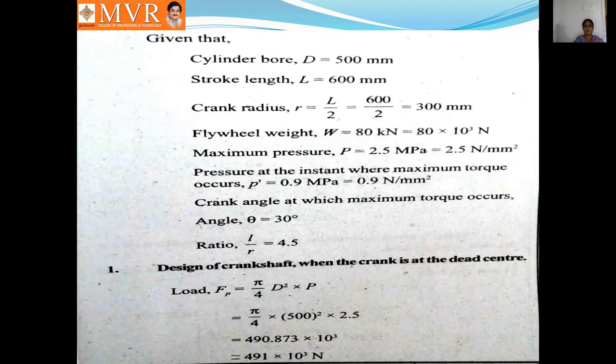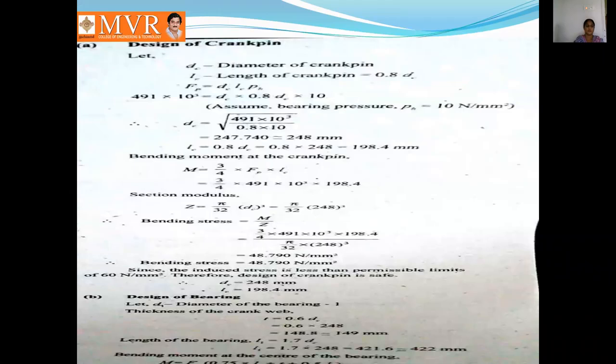What do we find out? We find out the load. Load FP is equal to pi by 4 D square into P, because pressure is equal to load by area. Then force is equal to pressure into area, that is pi by 4 into D square into P. We will find out the force on the piston.